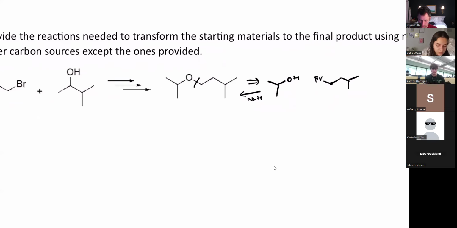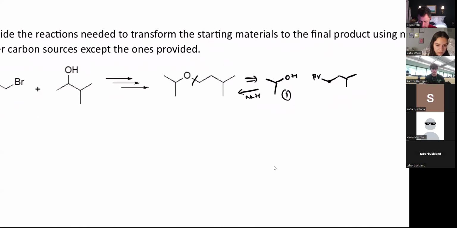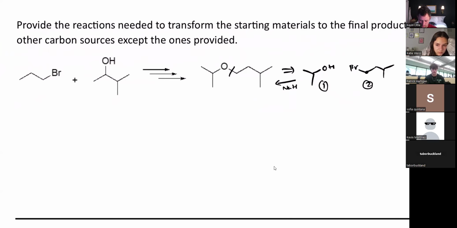So now I need to somehow turn this into 1. So I've got to move this heteroatom a carbon over. So I've got to use a base to eliminate. And then I can use H3O plus to move it over. And then same thing here.